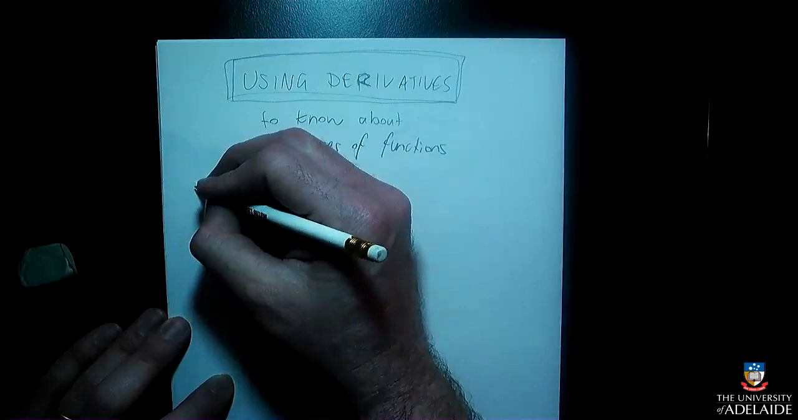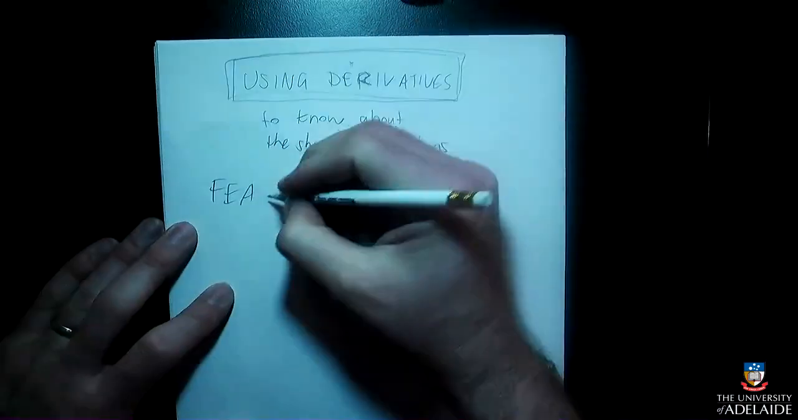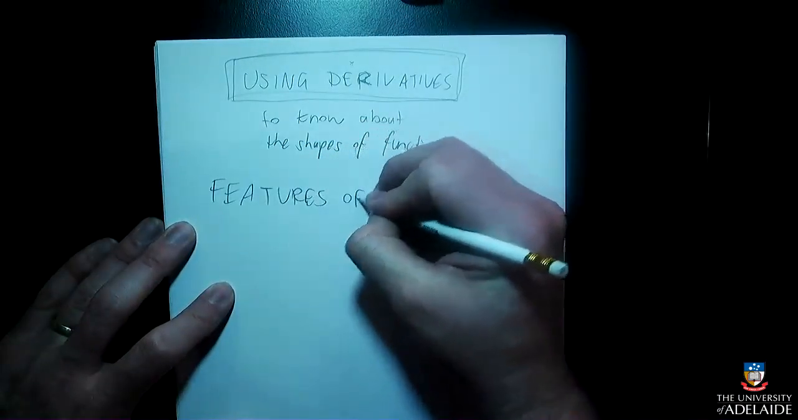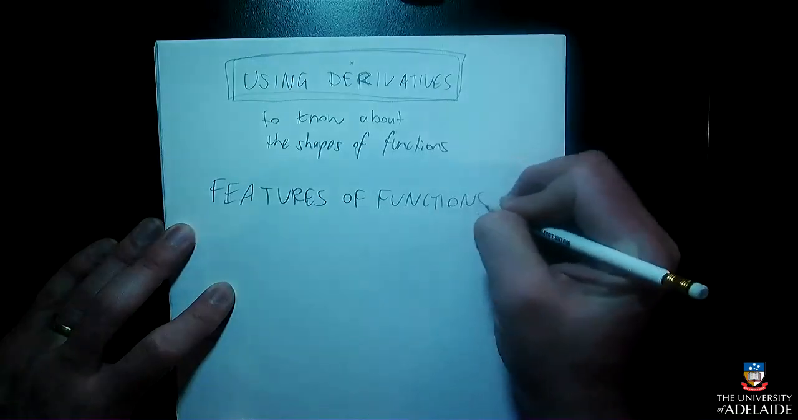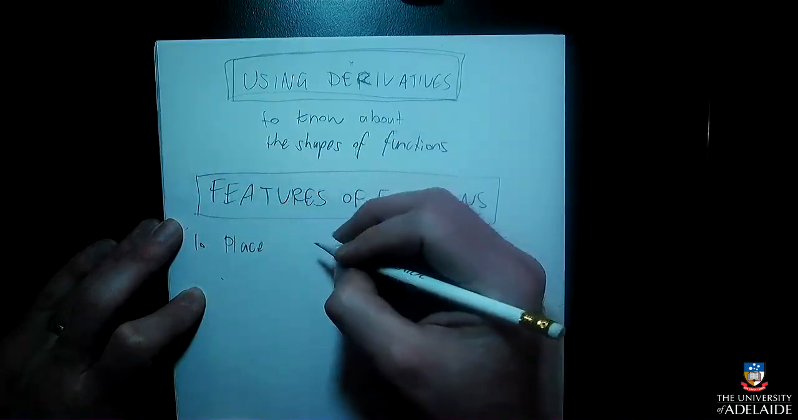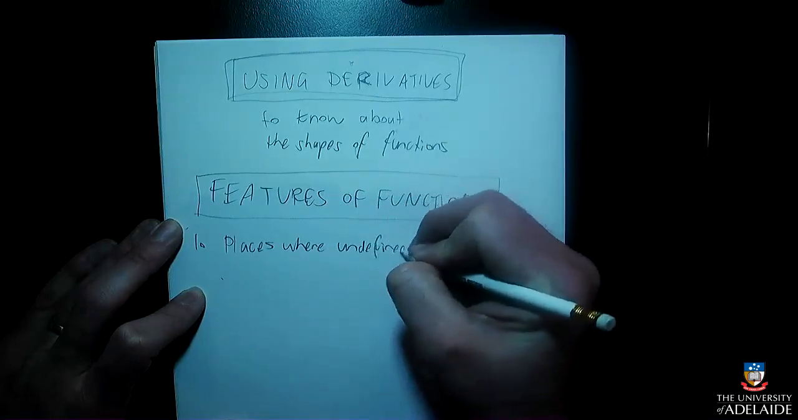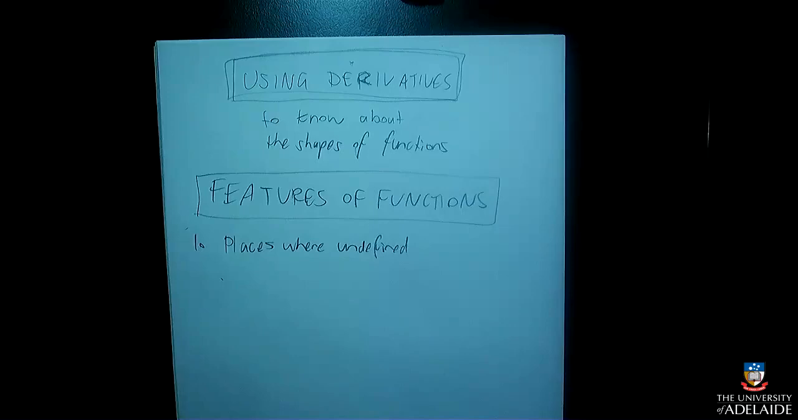And so it begins with, just a second, let me write a title. Features of functions. Okay, the first thing is places where the function is undefined. Some functions will work no matter where. No matter what x's you put into them, you'll always be able to find an answer. And some functions, when you put x's or whatever the letter is into them, sometimes you won't be able to find an answer. That's called being undefined.